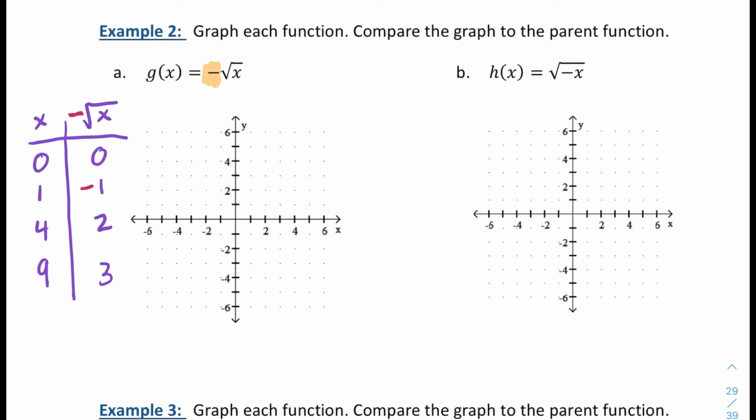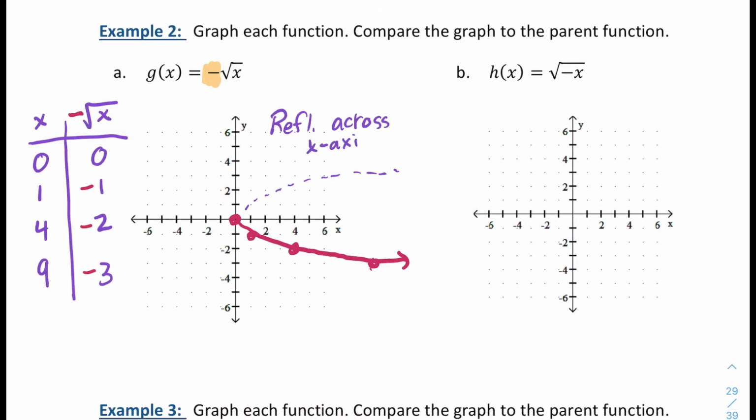And then this is actually negative square root x, which is just -1, -2, and -3. So it changed my signs and my output, my y values. If you think about how that compares to your parent function's graph, it is a reflection across the x-axis, because it basically switched all the signs on your output values. It reflected across the x-axis.